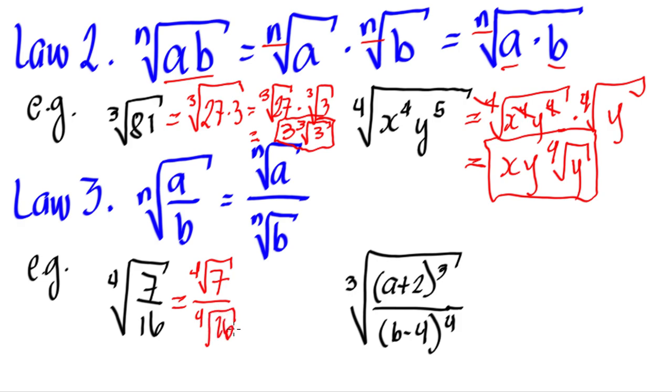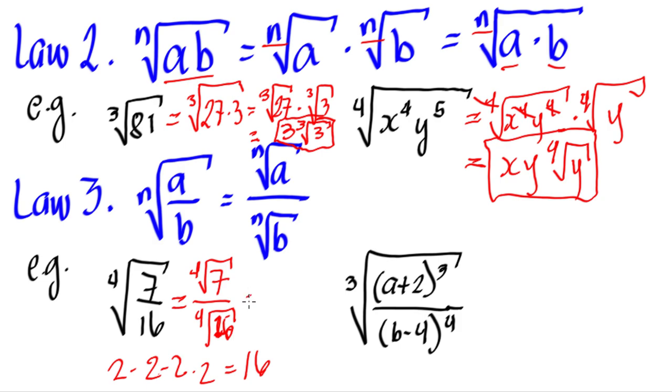Why would we do that? To simplify, because the fourth root of 16 is actually 2, since 2 times 2 times 2 times 2 is going to give us 16. 2 times 2 is 4, 4 times 2 is 8, 8 times 2 is 16.